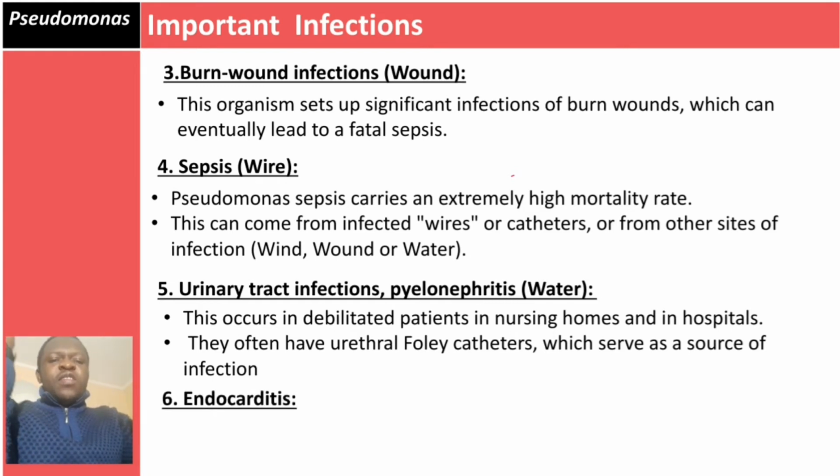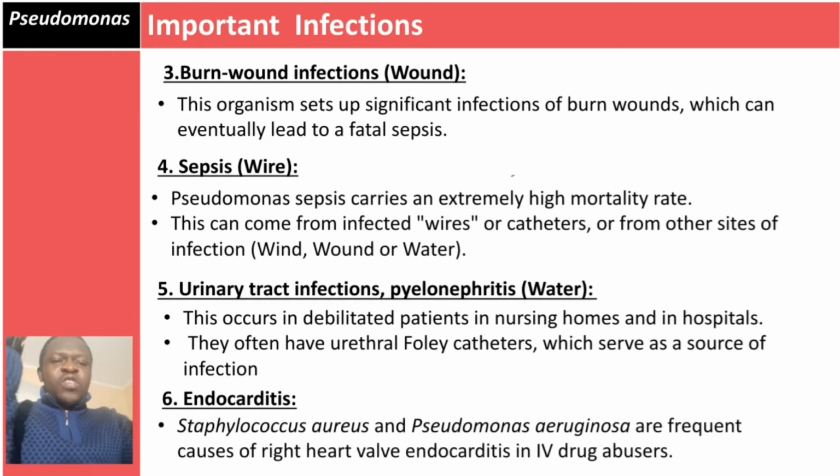The next condition is endocarditis, right? Very important. Staphylococcus aureus, Staph aureus, and Pseudomonas aeruginosa are frequent causes of right heart valve endocarditis in IV drug abusers, right? So, guys, you need to know this.